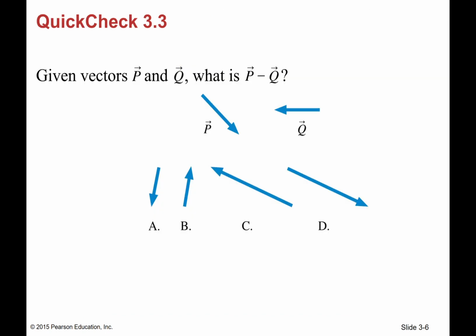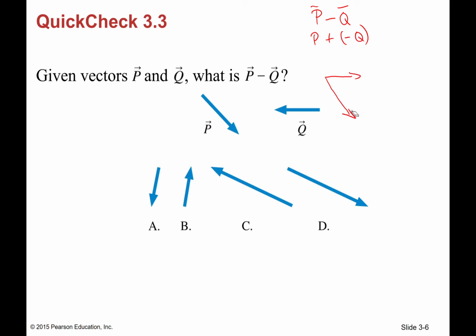Another question here: you have vectors P and Q. What is the vector P minus Q? Take a minute to answer this question. Okay, so let's do this slowly. We want the vector P minus Q, so that vector is equal to P plus minus Q. So let's draw this. This is vector P, and this is the vector Q.